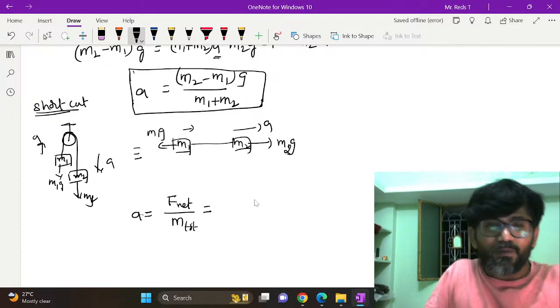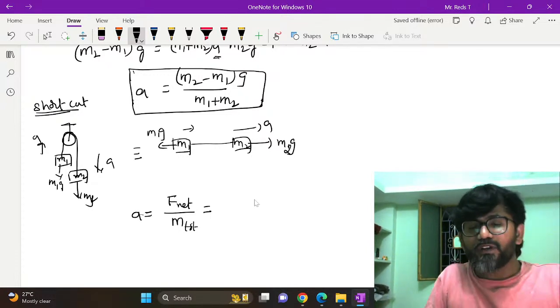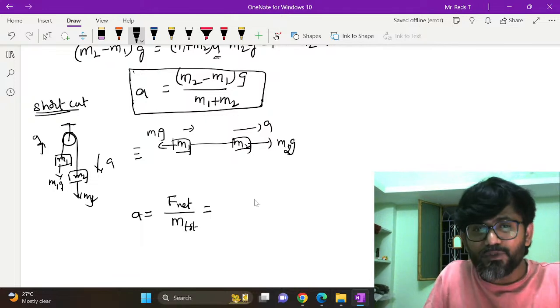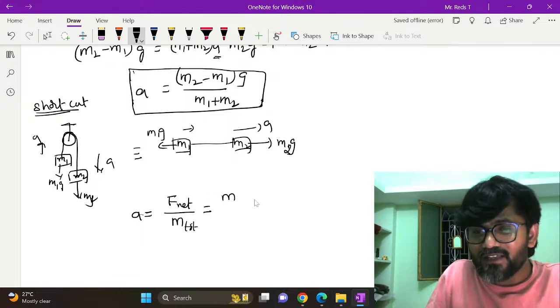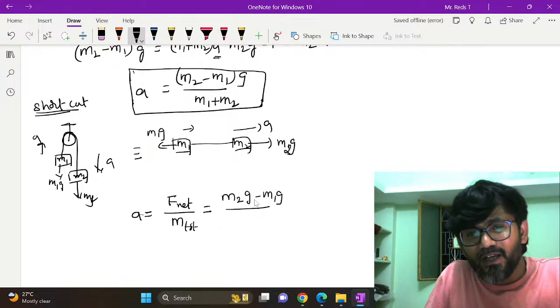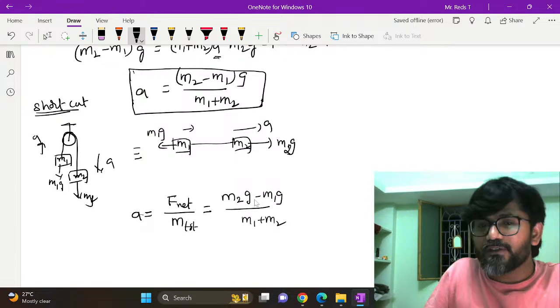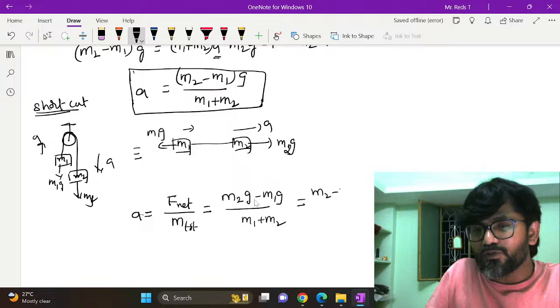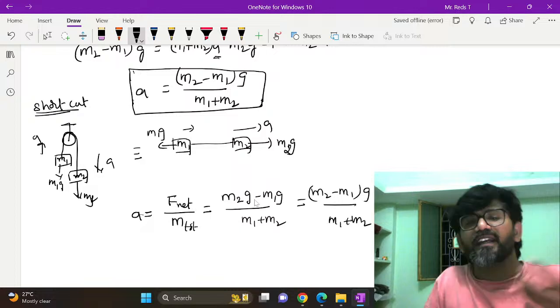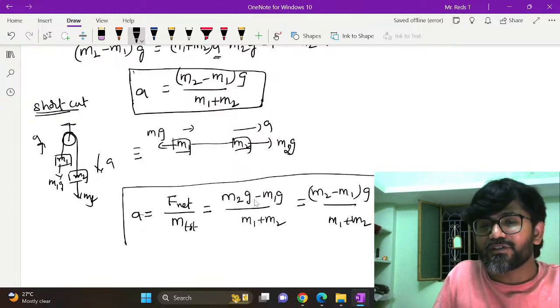m2g is to the right and m1g is to the left. The difference between these two forces is m2g minus m1g. The total mass is the sum of these two masses, m1 plus m2. As g is common, you can write it as (m2 minus m1) into g by (m1 plus m2). You can take this as a shortcut: net force by total mass gives the acceleration of the system.